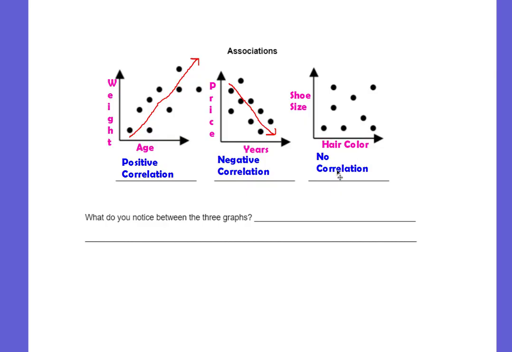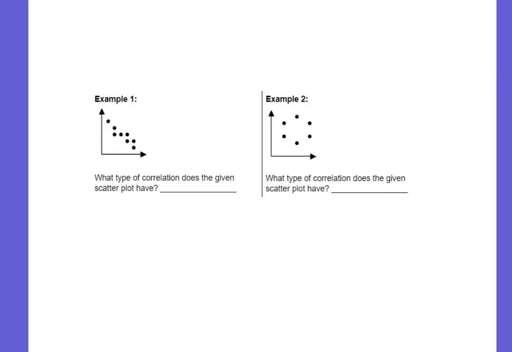So now that we've learned the three, let's go ahead and start practicing. So we have positive correlation, because if I were to draw a line here, I would notice that the pattern's increasing. Negative correlation, because if I were to draw a trend line here, I would notice it's decreasing. And then no correlation, because I'm not noticing a pattern. It's all random. Okay, so let's start out with example 1. What type of correlation does the scatter plot have? I'll give you a couple of seconds to figure that out and then select your answer.